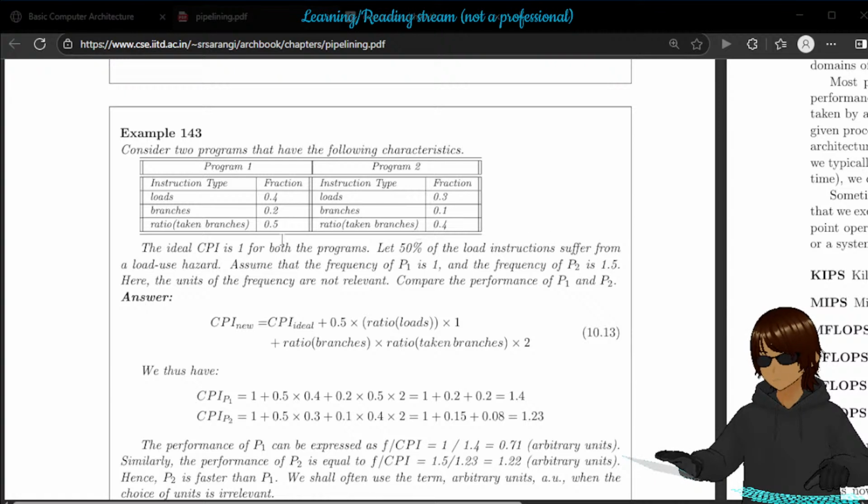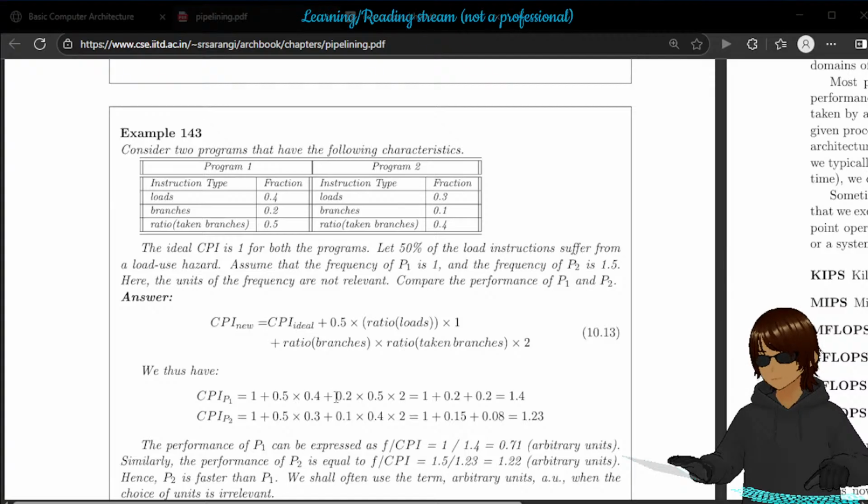50% of the load instructions suffer from a load use hazard, and 40% of the instructions are load instructions. So 40% are load instructions. Take 50% of those 40%. That's the stall ratio times stall penalty, right? The stall penalty is just 1, but the ratio is like 40% and 50%.